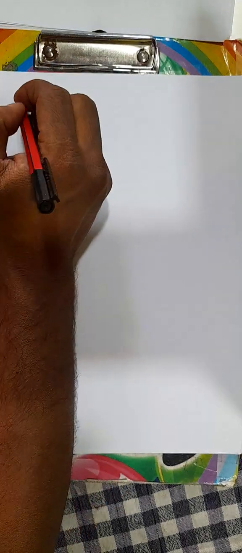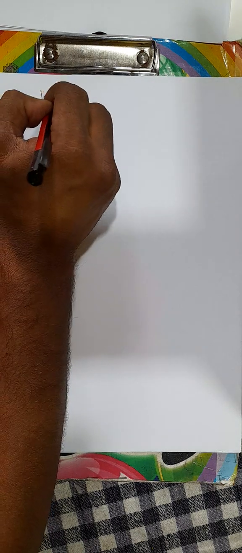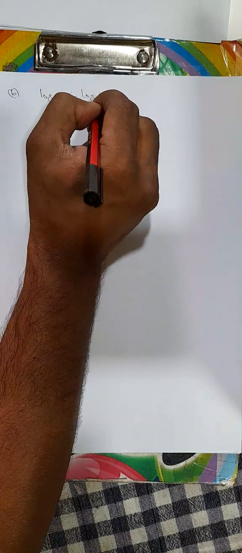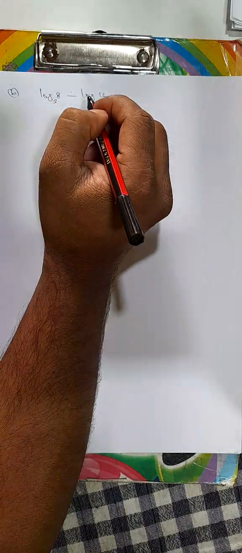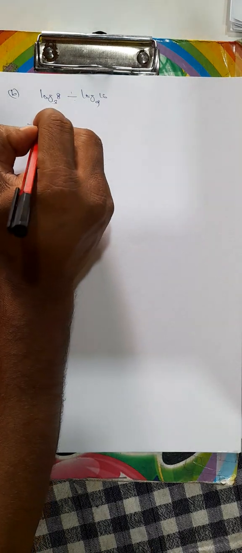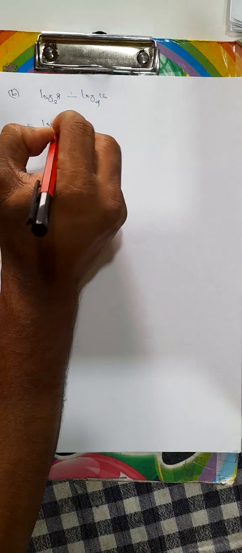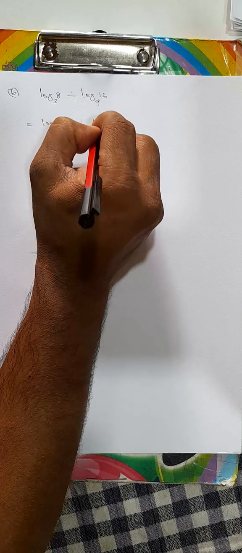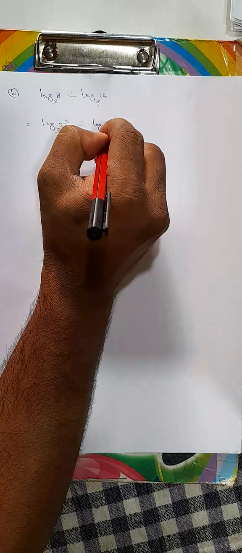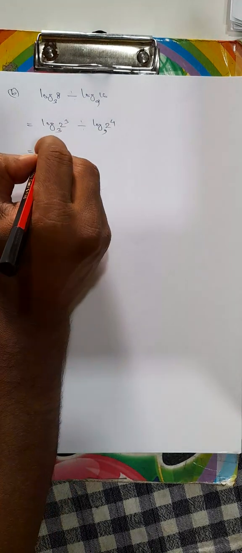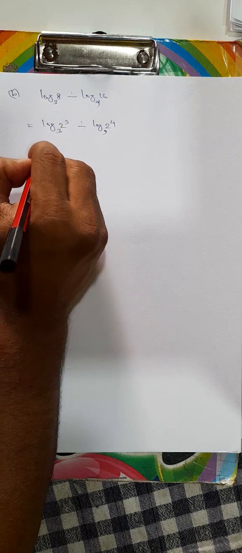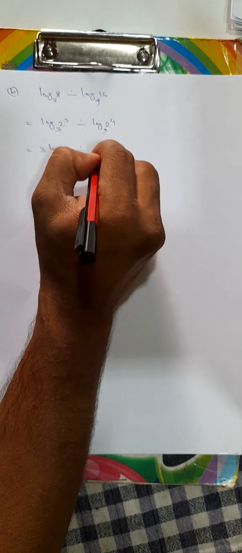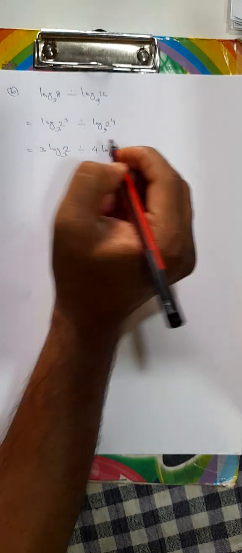Now let us try to solve the second one. Log 8 to the base 3 divided by log 16 to the base 9. Let us solve this. Log 8 to the base 3 means log 2 cube to the base 3, divided by log 16, which means 2 to the power 4, to the base 9. So after simplification you can write it as 3 log 2 to the base 3 divided by 4 log 2 to the base 9.